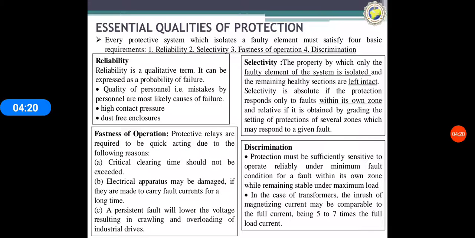And the last one is discrimination. It means that the protection must be sufficiently sensitive to operate the relay under minimum fault conditions. In the case of a transformer, the inrush of magnetizing current may be comparable to the fault current, being 5 to 7 times the full load current.